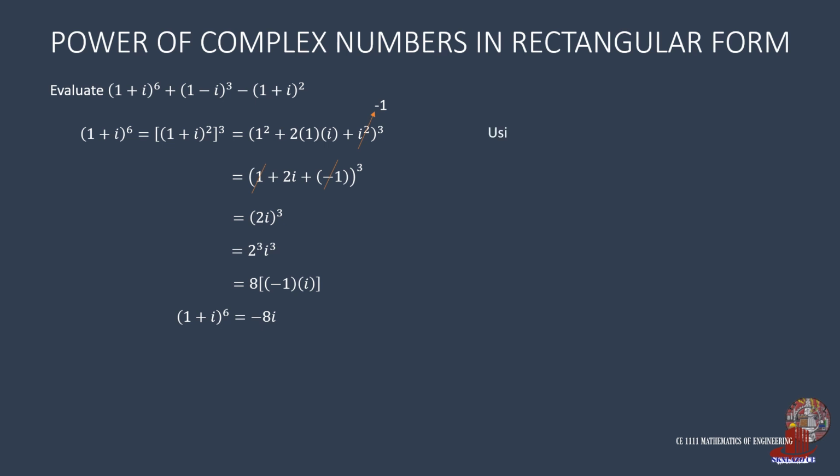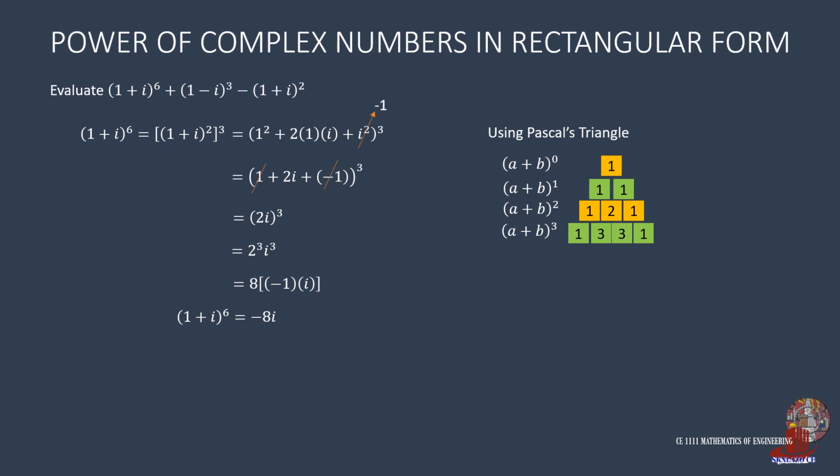For the second term, the cube of (1 - i), we can use Pascal's triangle, where the cube of the two terms would have the coefficients 1, 3, 3, and 1. Applying this into the term, there are 1^3 + 3·1^2·(-i) + 3·1·(-i)^2 + (-i)^3. Simplify the terms and get 1 - 3i + 3i^2 - i^3.